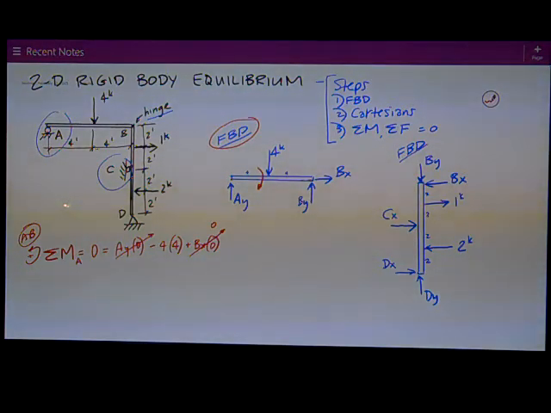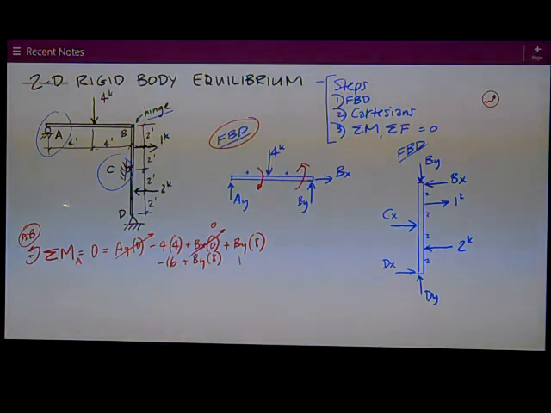And then I have BY acting up, which would create a counterclockwise rotation, which would be positive on my sign assumption. BY times 8. So it's pretty easy. I've just got negative 16 plus BY times 8.